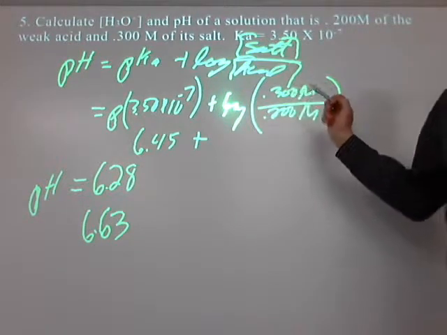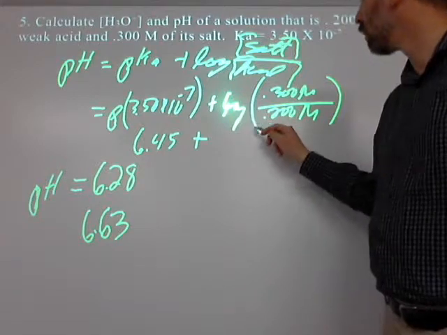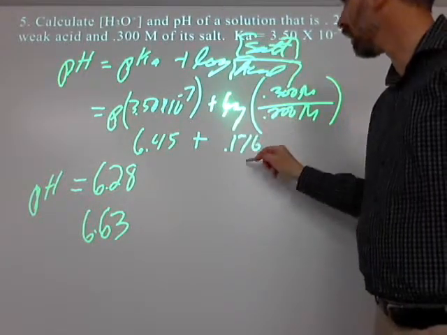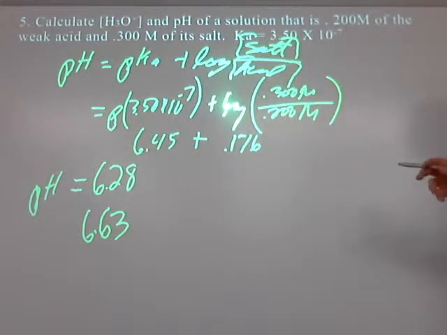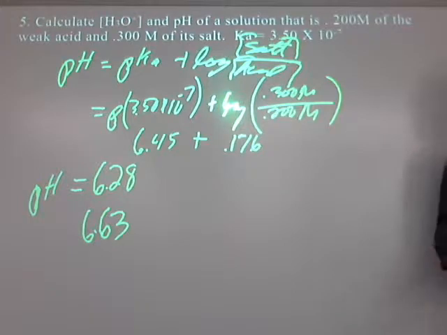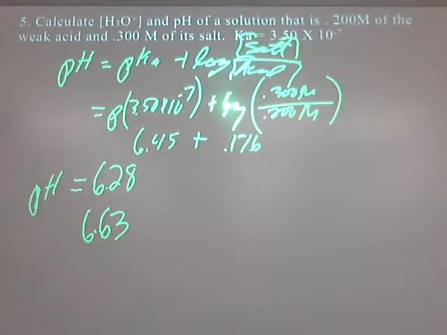And take the log of that. 1.5. How much? I think log of 1.5 is 0.176. So that plus that should give you about 6.63. That's what you should have to do it separately, if somebody didn't get the right answer. Yeah. All right.